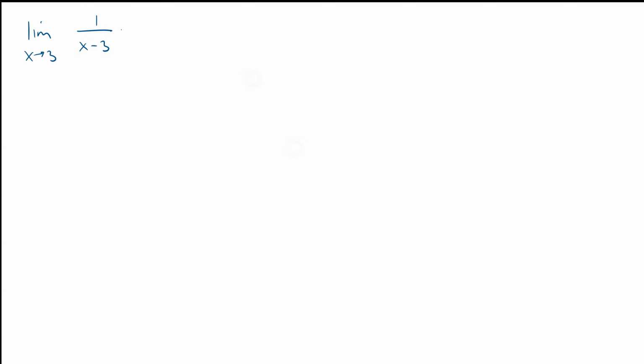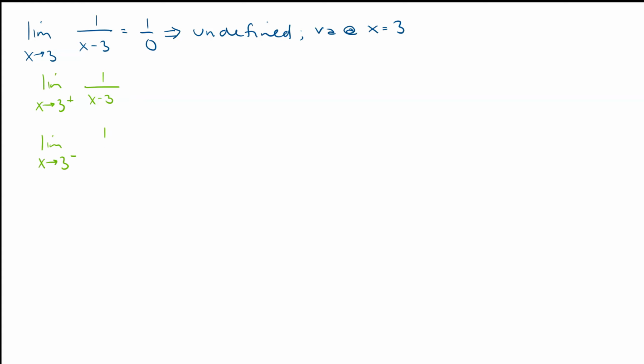When I first substitute, I know I get 1/0. I know that's called undefined. And I know because of the graph that there's a vertical asymptote on the graph at x equals 3. To deal with this limit, I'm going to break this limit into two. I'm going to break it into a right-hand limit and a left-hand limit. So I have the limit as x goes to 3 from the right of 1/(x minus 3), and the limit as x goes to 3 from the left of 1/(x minus 3). I'm going to evaluate these two limits separately.